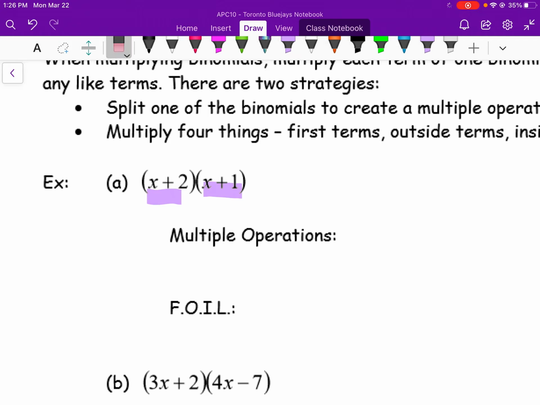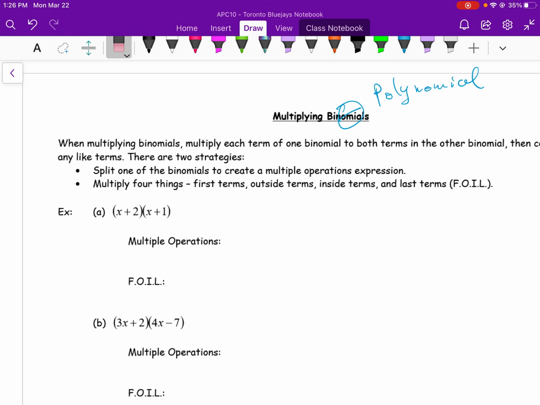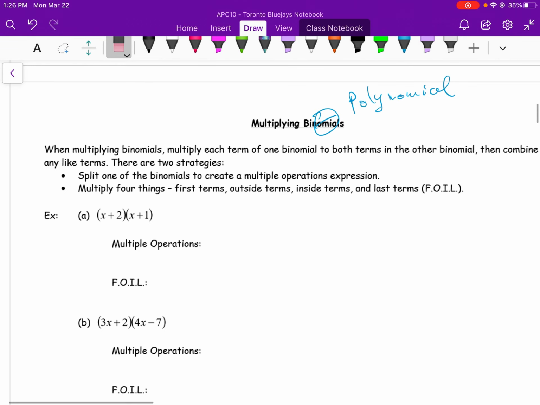And really, we could read the above, and the above is great information, right? When multiplying binomials, we multiply each term of one binomial to both terms of the other binomial, then we combine any like terms. There are 2 strategies. Split one of the binomials to create a multi-operation expression, or we could multiply first, outside, inside, last. So first terms, outside terms, inside terms, and last terms. So this is called FOIL. And you'll always hear people say, well, I just FOIL it out. So here's what FOIL looks like.